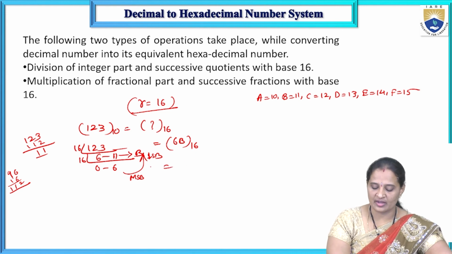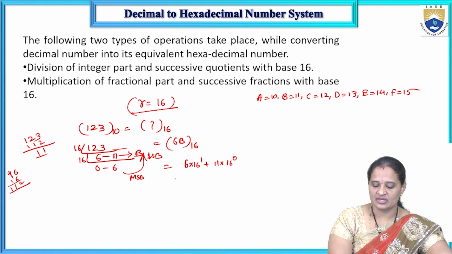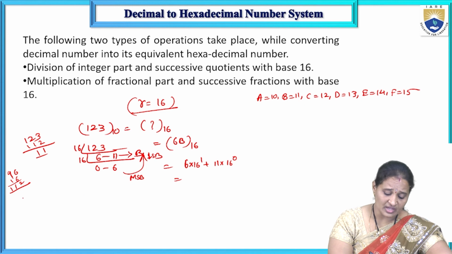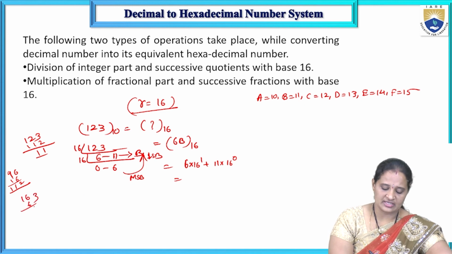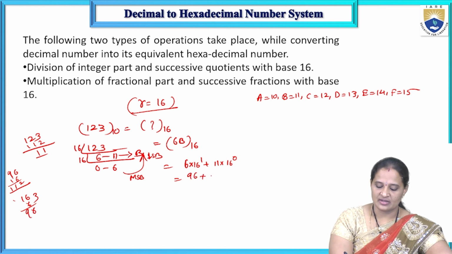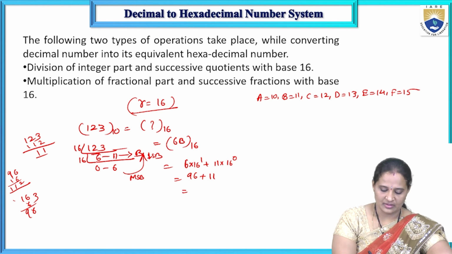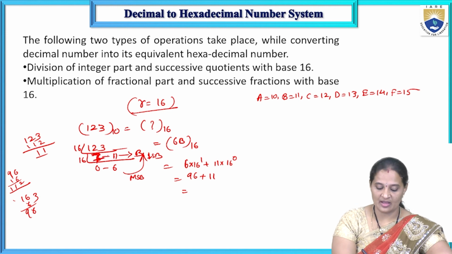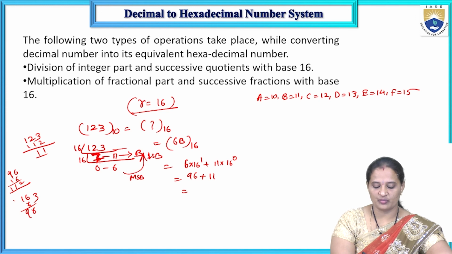Now how can I cross verify it? 7 into 16 to the power of 1 plus 11 into 16 to the power of 0. 16 sevens are 112, and 11 into 1 is 11. So 112 plus 11, how much will I get?